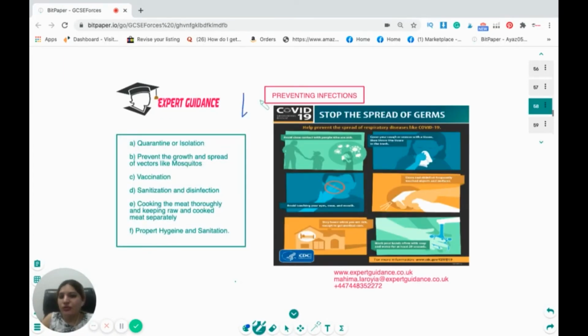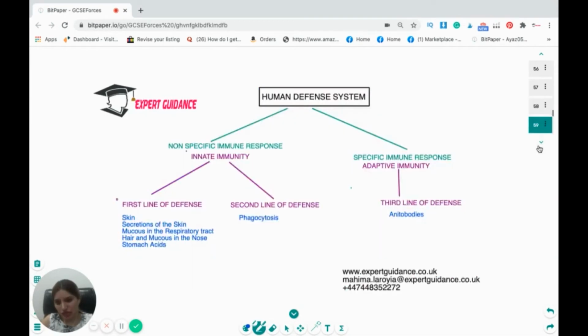Now, how can you prevent infections? You know the causes of infection, the contacts. So you can quarantine or isolate, prevent the growth and spread of vectors like mosquitoes, vaccination, sanitization and disinfection, cooking the meat thoroughly and keeping raw and uncooked meat separately, and promote hygiene and sanitation.